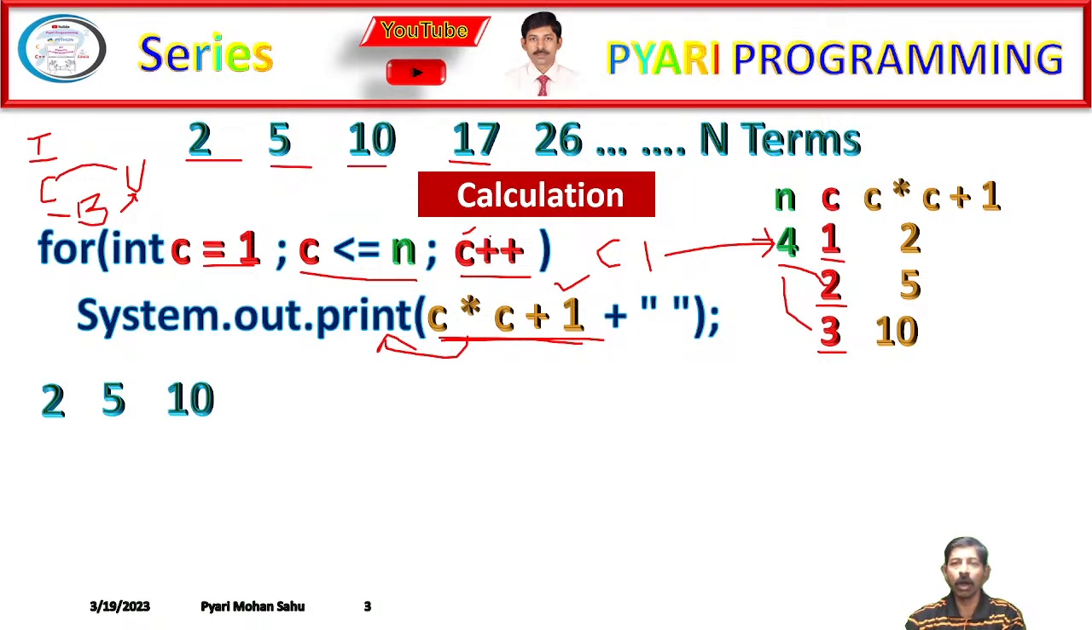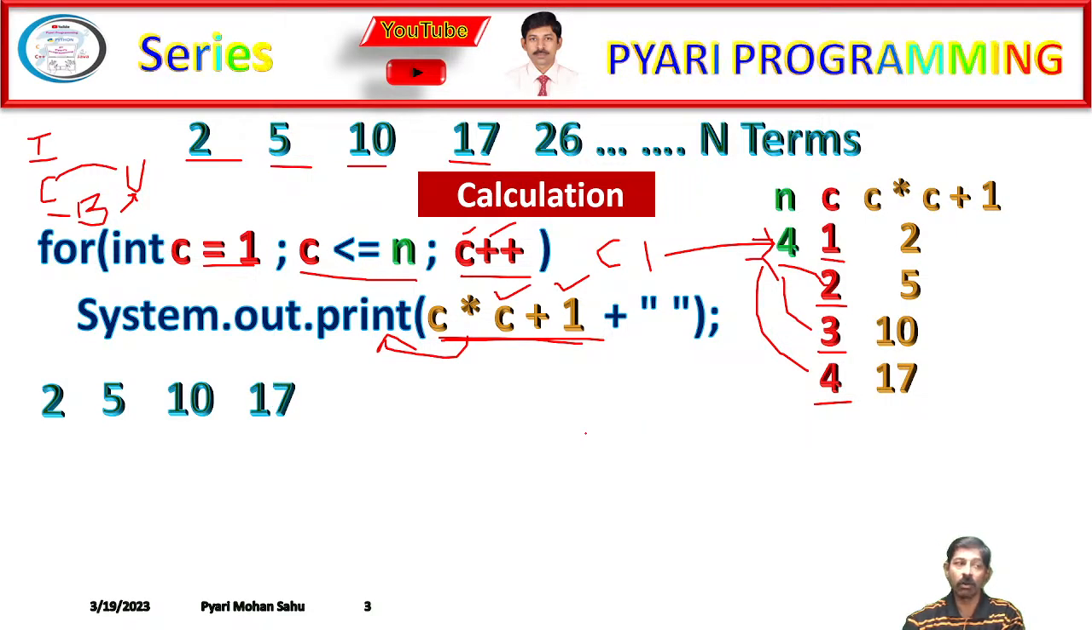After that, again updation. Now updation makes it 4. Now 4 is less than or equal to 4. Equals to is also available. So that's why it is true. Now if it is true, I will come to the body part. Body part says C square. What is C? C is 4. C square, 4 square is 16. 16 plus 1 is your 17. So it will display 17.